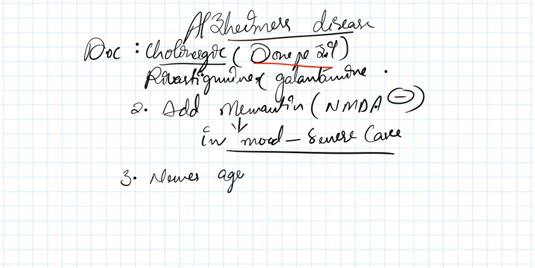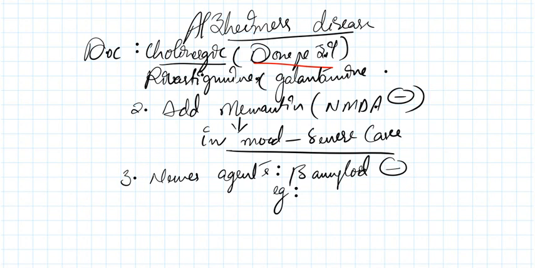We can also have some newer agents which were established recently. Newer agents we can also keep as a part of the treatment, that is beta amyloid blockers. Previously I said there is a deposition of beta amyloid proteins in the CNS, so we can give beta amyloid blockers. If you ask me the drug name, that is aducanumab.